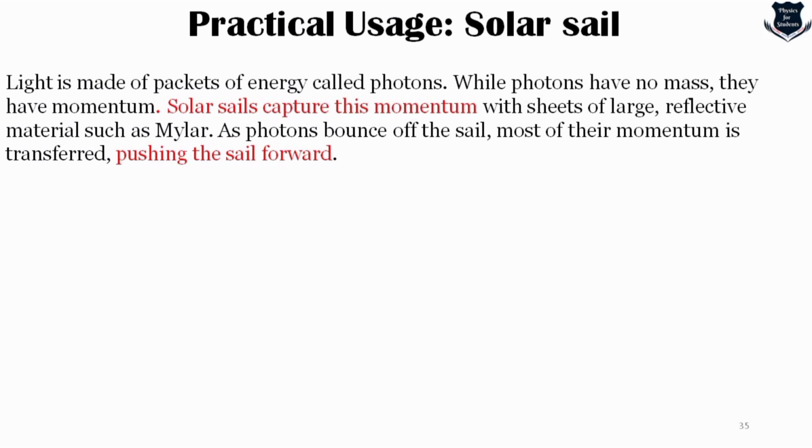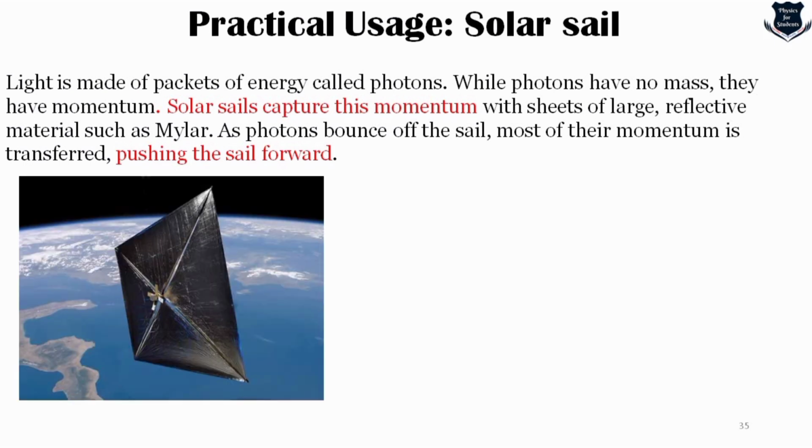However, following the success of the Japanese spacecraft Icarus, which flew close to Venus in 2010, and in 2019 the crowd-funded LightSail 2 spacecraft, it is likely that spacecraft powered by solar sails will play an increasing role in future space exploration. So light is made up of packets, as you can see, photons. While photons have no mass, they have momentum. Solar sails capture this momentum and push things forward.